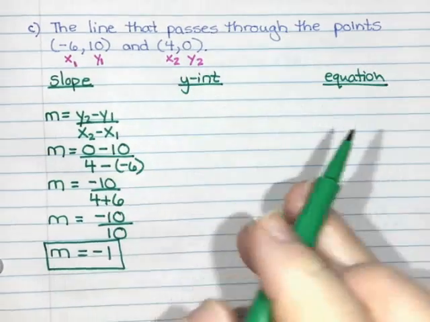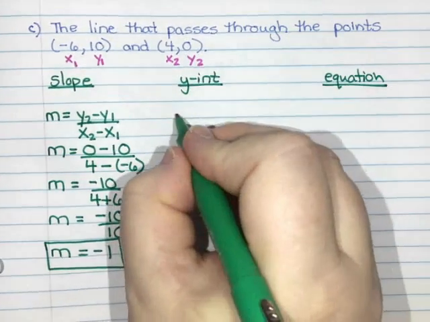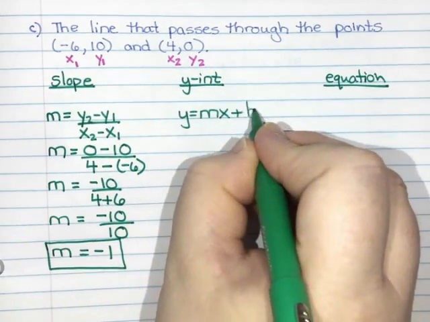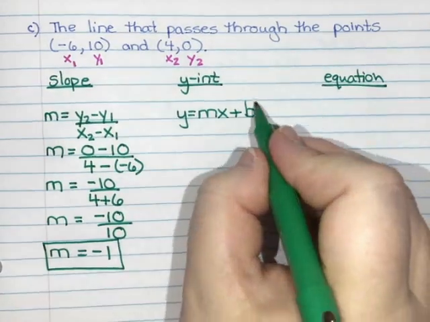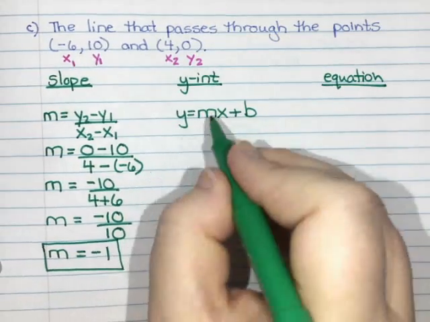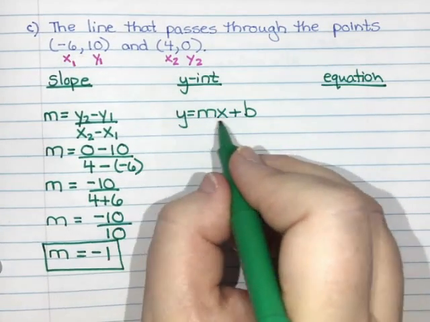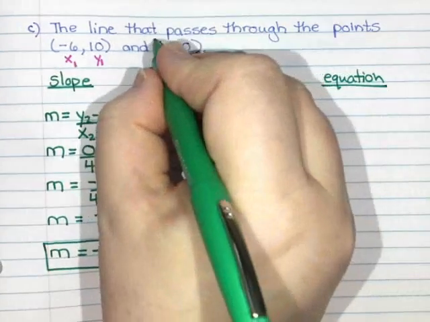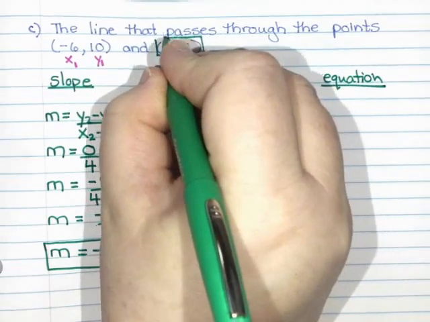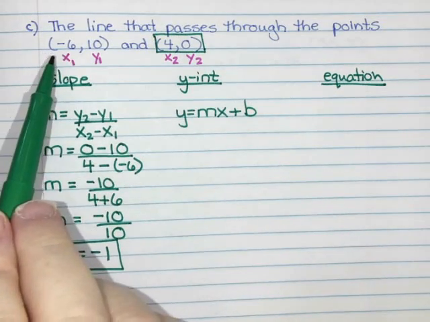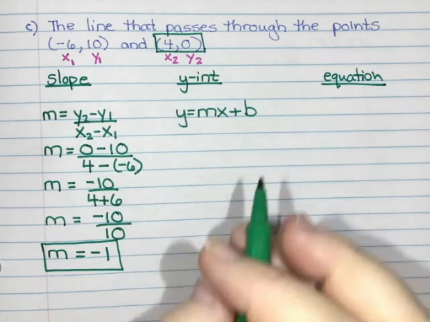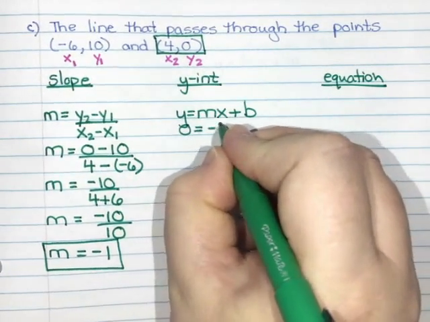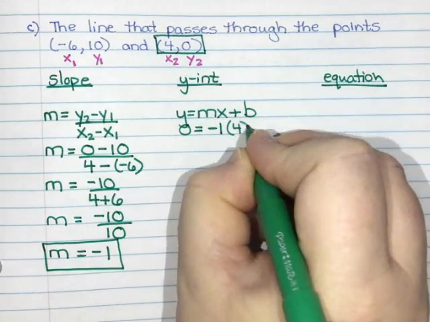So to find the y-intercept, if they don't tell you what it is in the question, we need to do y equals mx plus b. So I want to find b. I know m is -1, and then x and y, we are going to choose one of these 2 points to sub in. I think I'm going to do 4 and 0. I like the 0, and I really don't like negatives that much. So I'm going to put 0 in for y, -1 in for m, and 4 in for x.